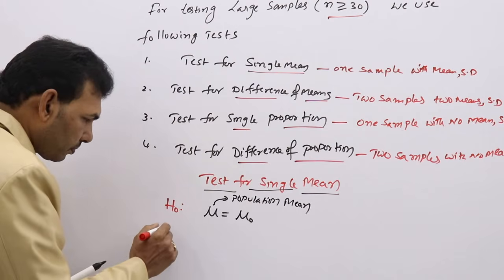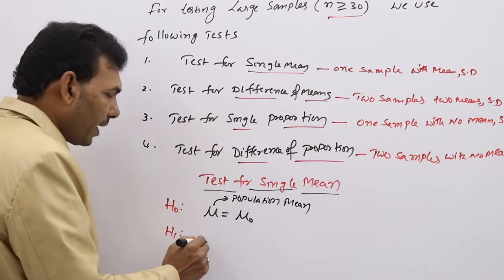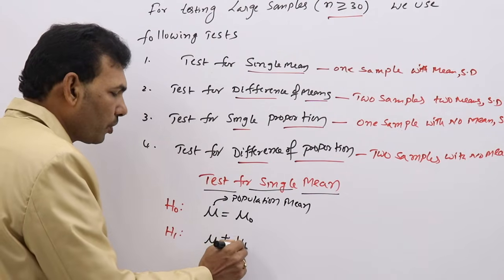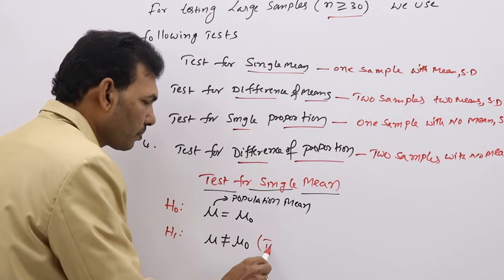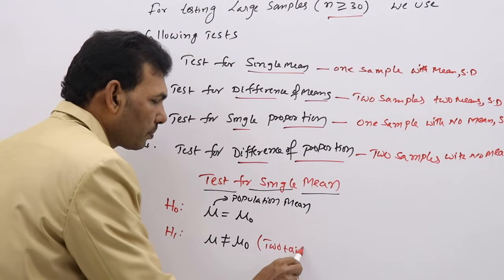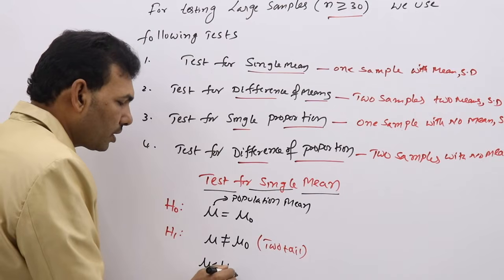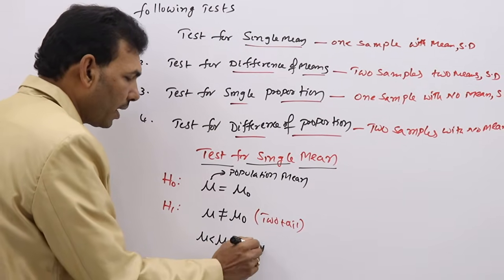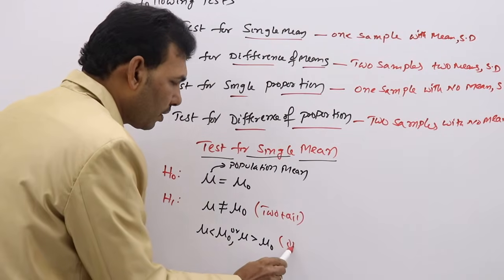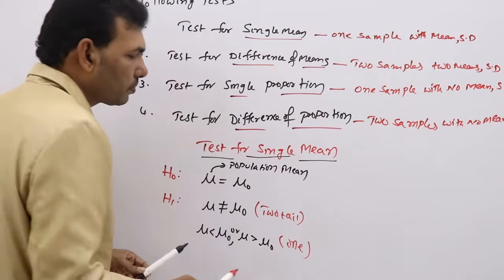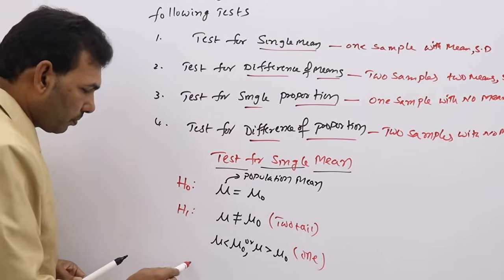H1: write the alternative hypothesis. If you write here mu not equal to mu naught, that is a two-tail test. If you write here mu less than mu naught or mu greater than mu naught, that test we call a one-tail test.